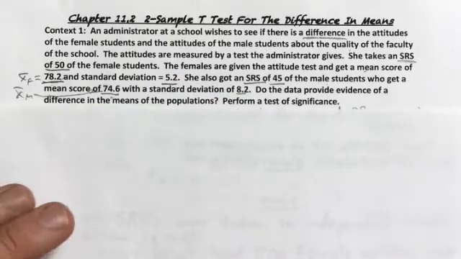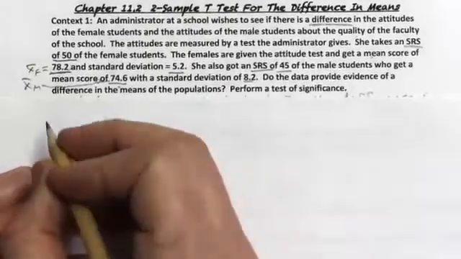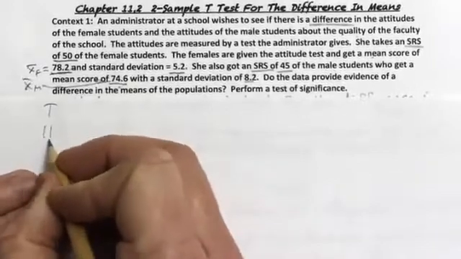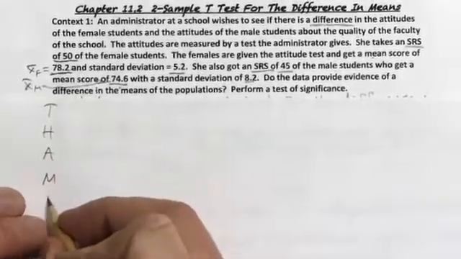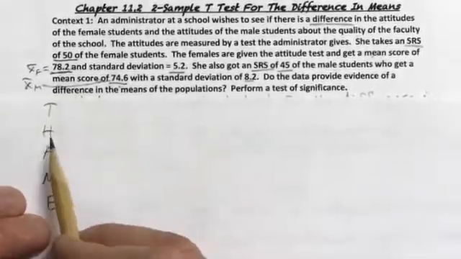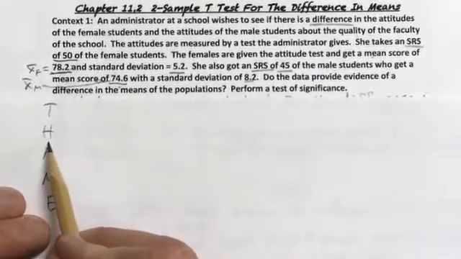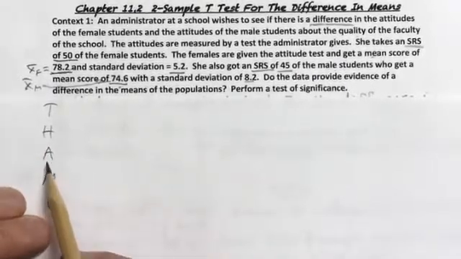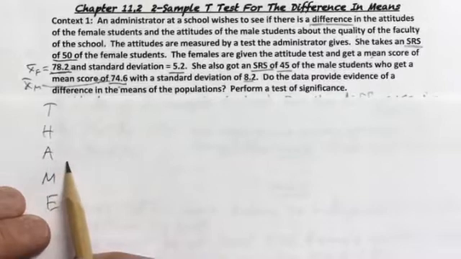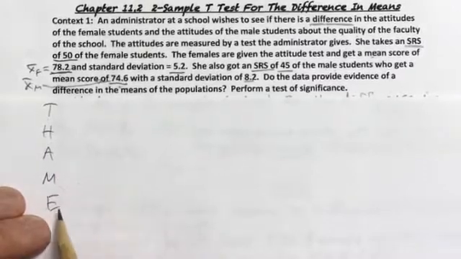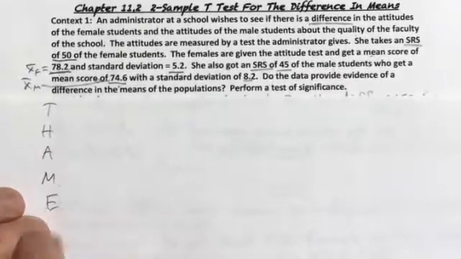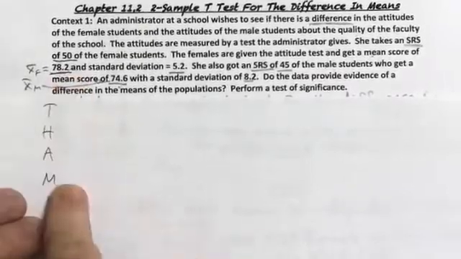We're asked to perform a test. Remember, anytime you're asked to perform a test, you have to do the THAME acronym. You've got to do 5 things. You've got to state the type of inference. You've got to state your hypotheses. You've got to check your assumptions or check your conditions. You have to do your mechanics, meaning come up with your test statistic and p-value. And then you've got to do your ending, state your conclusion. We've been doing this for a while now.